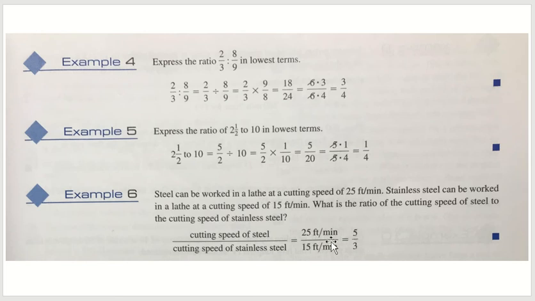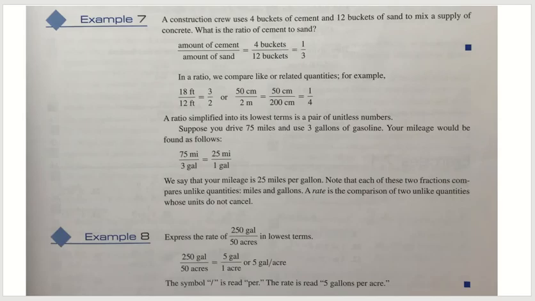in the lowest terms. And here, both of these values are given in feet per minute, so you really don't need to change anything. It's just 25/15 or 5/3. And the last couple examples here, it's the ratio of buckets of cement to buckets of sand. Because it's the same units, you just set it up and reduce down to the lowest terms.